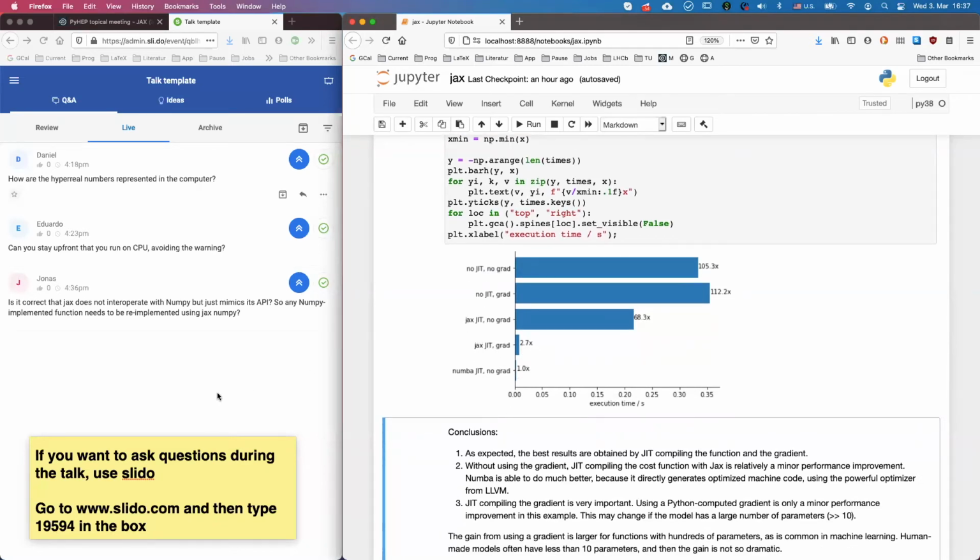So there's a question: is it correct that JAX does not interoperate with NumPy, which it mimics in its API? Yeah, that is correct.